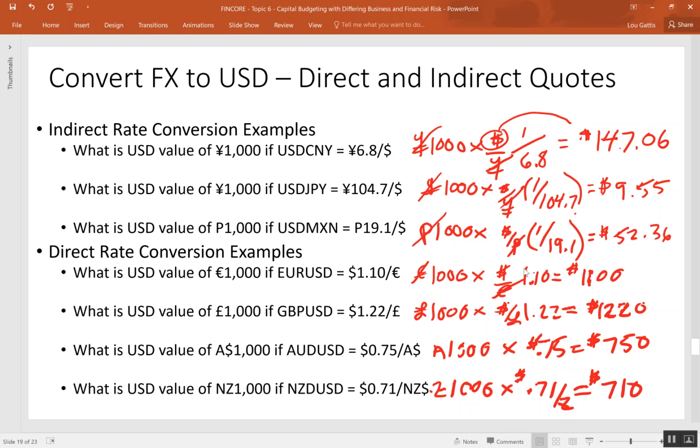Now, if you have a direct quote, it's pretty easy to convert a foreign currency into a dollar by simply multiplying times the direct quote. So if I take 1,000 euros, multiply times the dollar per euro exchange rate, notice in cross multiplication, the euro cancels out and it gives me an answer in dollars.